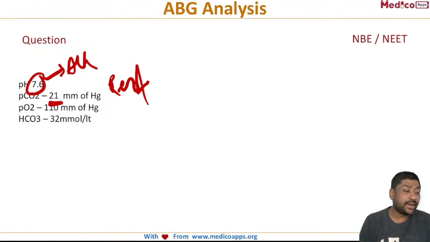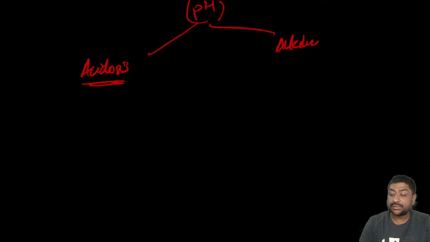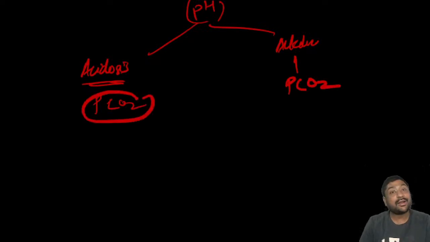So this brings us to the end. Again, I'll just take you through the algorithm once again. Remember what you have to do. First, you have to look at the pH. Based on the pH, you have to decide if it is acidosis or alkalosis. If it is normal, then forget it for now. If it is acidosis, in both situations, look at the PCO2, and we have to primarily rule out respiratory.